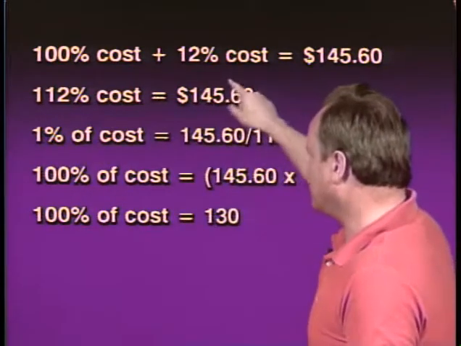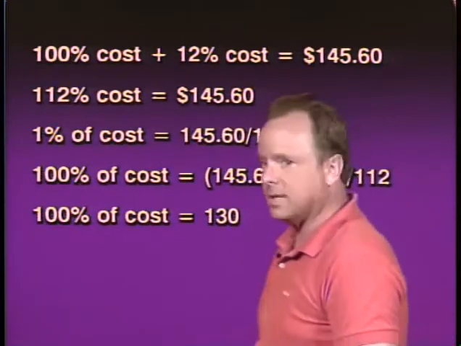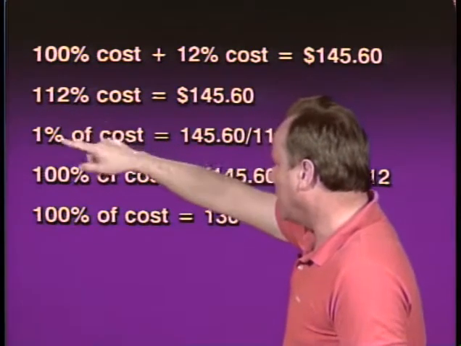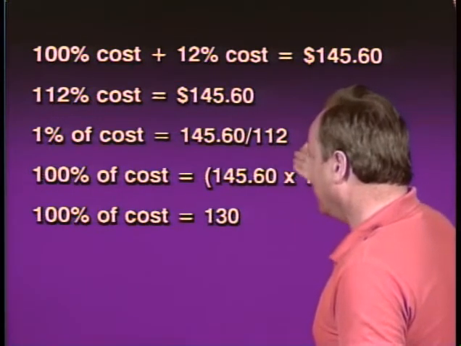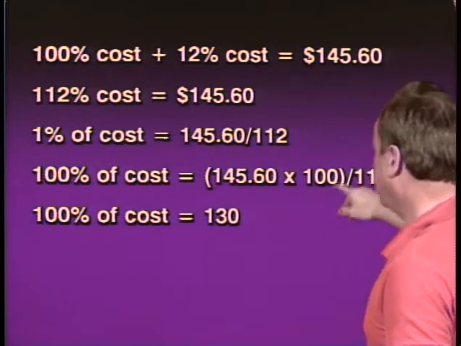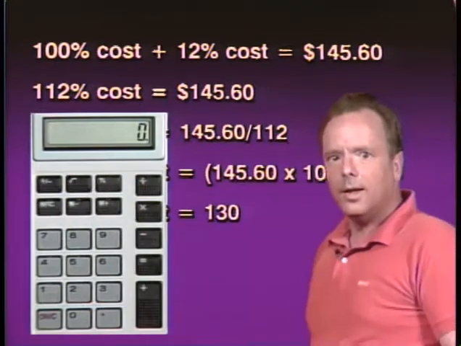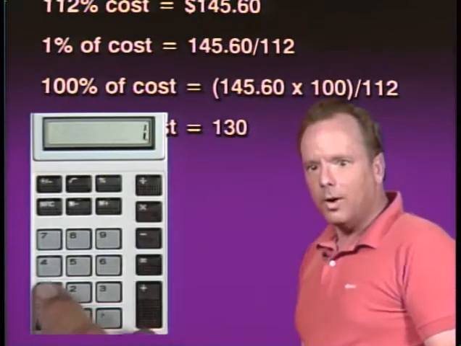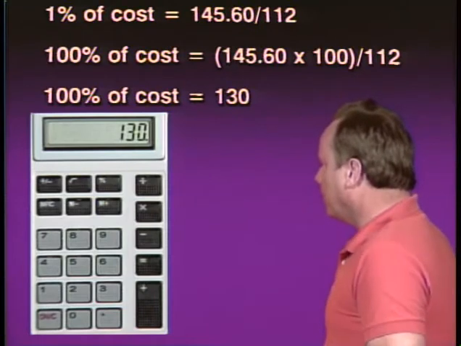Well, let's take a look at this. 100% of the cost plus 12% is $145.60. We know that's 112% of the cost is $145.60. Let's assume we want to know what 1% of the cost of that magneto is. Just divide each side by 112. So 1% of the cost is $145.60 divided by 112. 100% of the cost is $145.60 times 100 divided by 112. Or if you do that with your electronic calculator, you take 145.60 times 100 divided by 112, and you get the original cost. 100% of the cost of that part was 130.